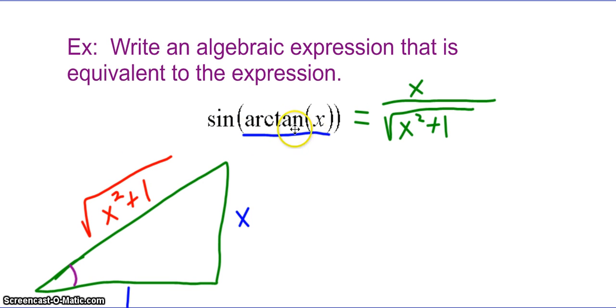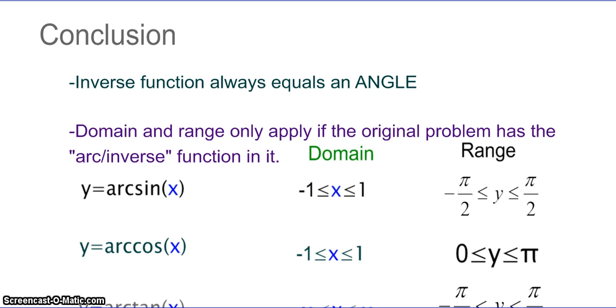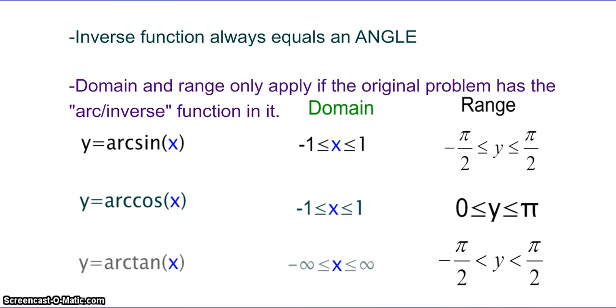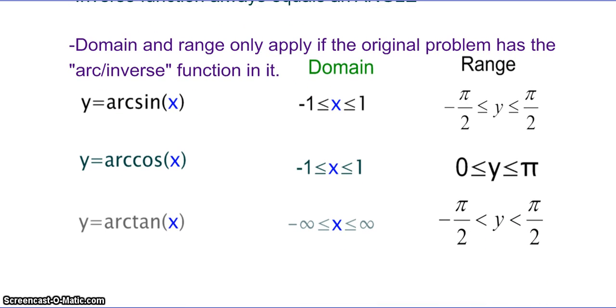So in general, with these composition functions, whether this is a variable, a number, something on the unit circle, we first use the inside part, evaluate that, and then do the trig function of that information. So this might lead us to draw a triangle, it might lead us to find something on the unit circle. Alright, so our conclusion, inverse function always equals an angle, and then we want to make sure we know our domains and ranges of the inverse functions.